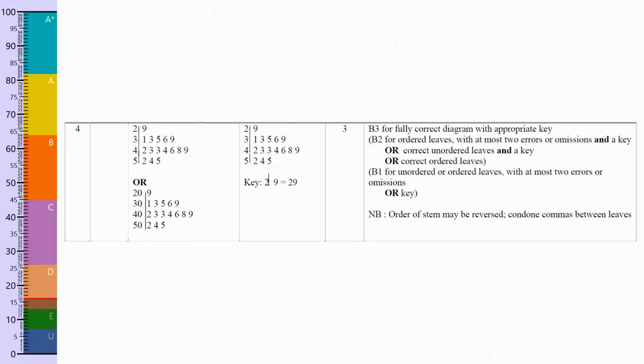Okay, let's have a look at the mark scheme. Okay, pretty self-explanatory. 3 marks if you have a fully correct diagram with appropriate key. 2 marks for ordered leaves with at most 2 errors. So if you made 2 mistakes, you accidentally wrote down the wrong number or missed 2 out or missed 1 out, you'd still get 2 marks. And then 1 for unordered or ordered leaves with at most 2 errors. Okay, and that's not having the key. If you just wrote the key, then you'd still get a mark.